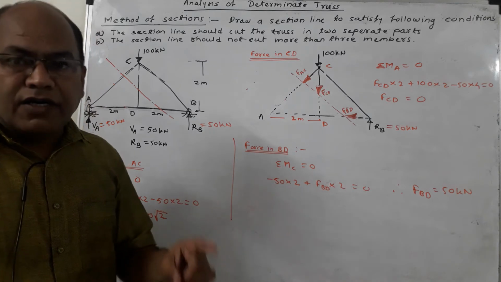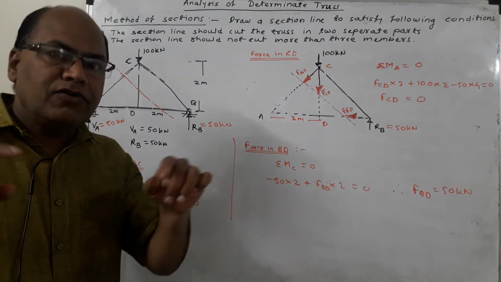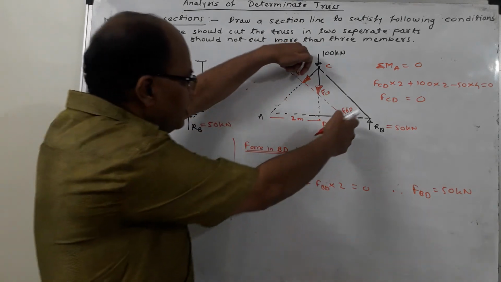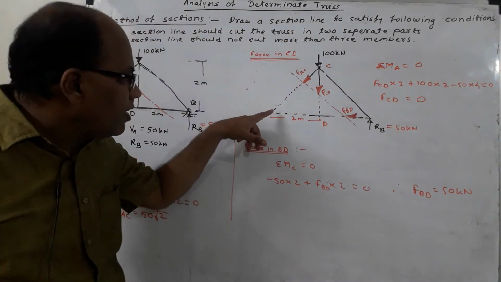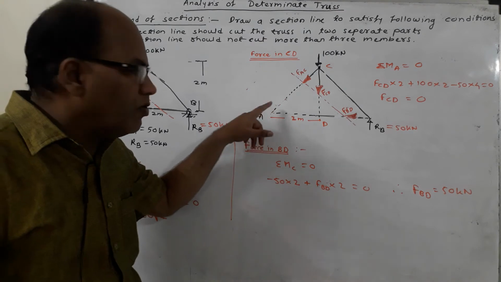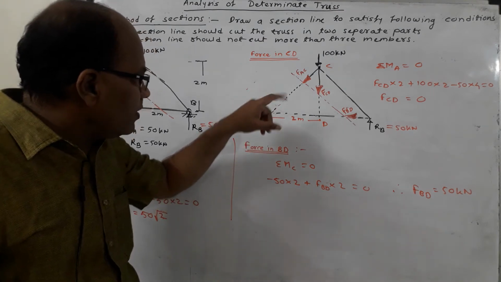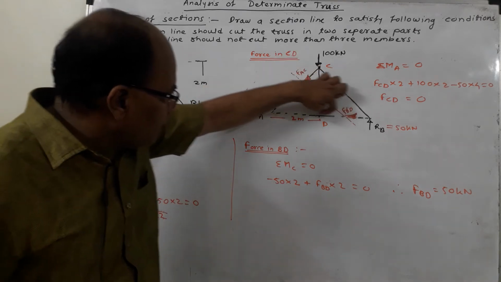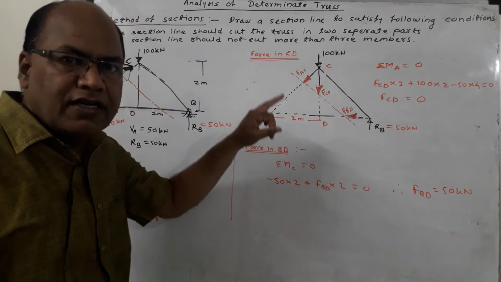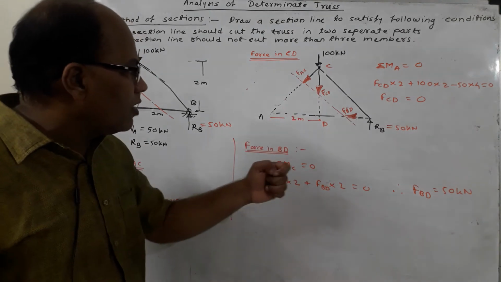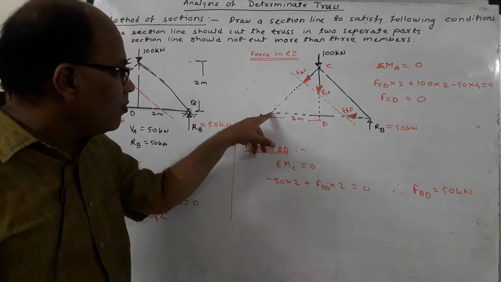Now check whether the forces in the remaining two members are meeting at any point or not. Yes, they are meeting at point A. So if they are meeting at point A, take the moments about A. When you take the moment about A, the moments of these two forces are automatically eliminated and only one force will remain. So that is what I am going to do. I will be taking moments about A.